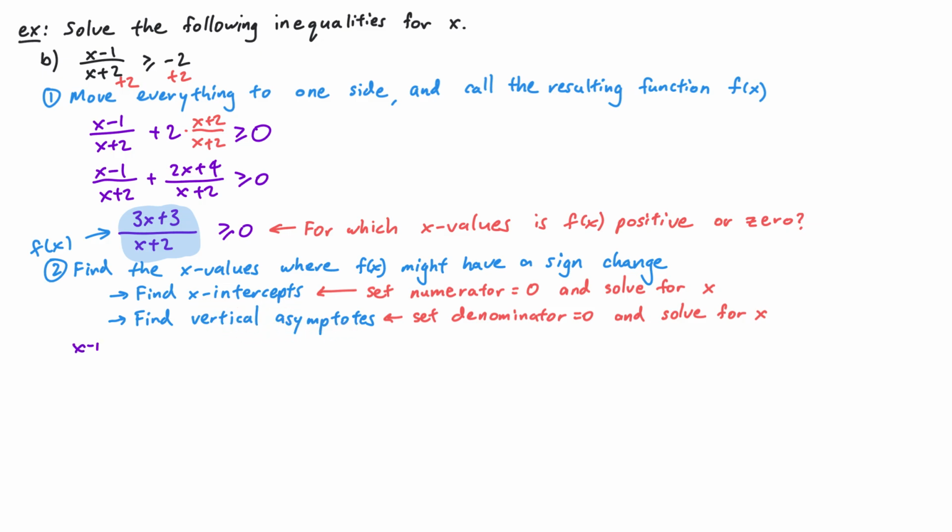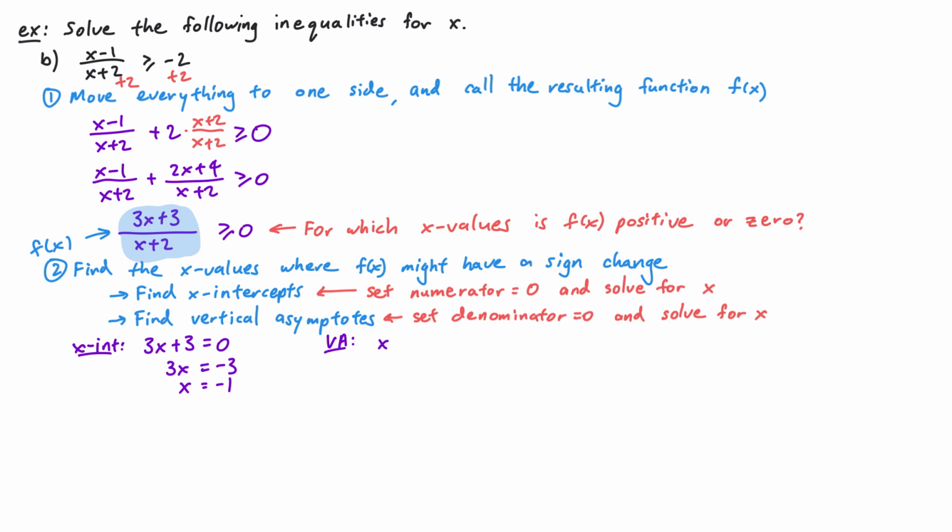To find the x-intercepts, what we're going to do is set the numerator of our function equal to 0. So 3x + 3, set that equal to 0. We can solve this by first subtracting 3 from both sides. We end up with 3x equals -3. Then divide by 3, we get x equals -1. So when x is equal to -1, that's when the output of my function is 0. Next, we want to find the vertical asymptotes for this function. To do that, we set the denominator equal to 0.